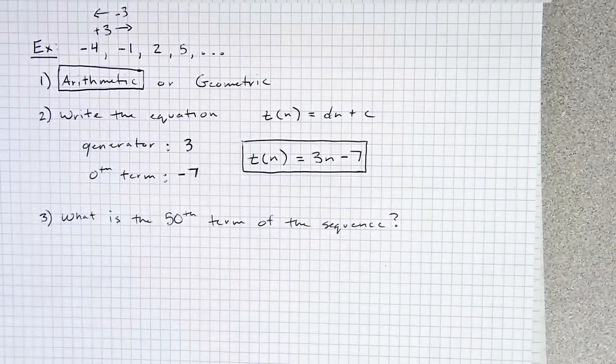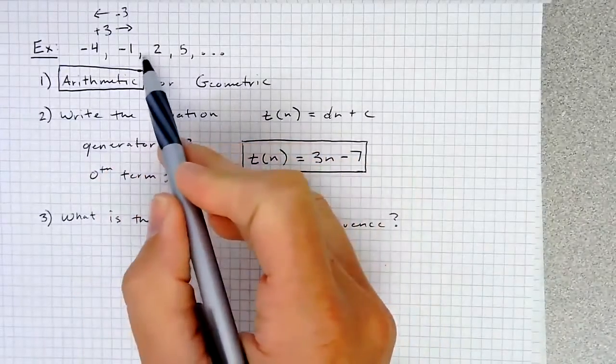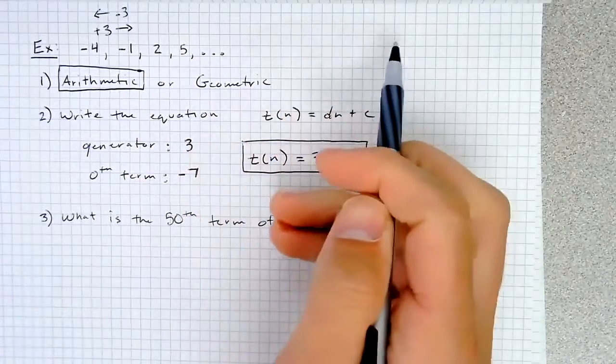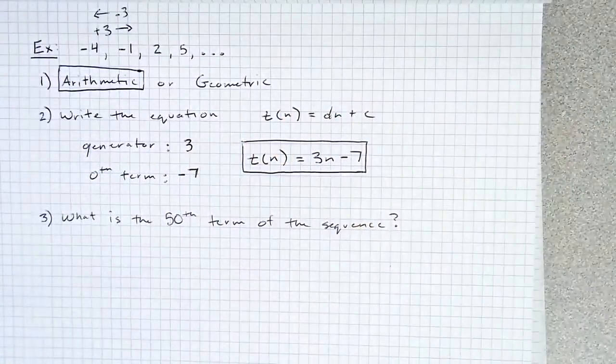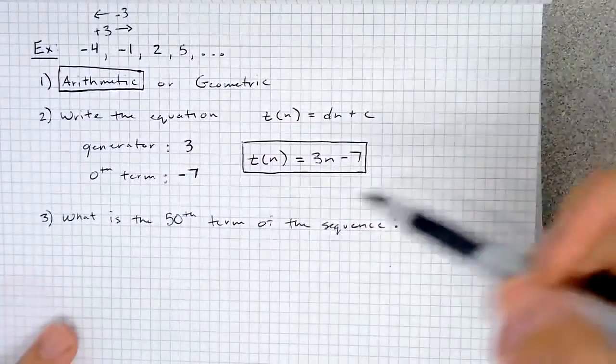Okay, so now maybe we might get asked a question like this. And this is where the equation comes in handy, because if we're asked to find the 50th term, or the 100th term, or the 1000th term, two ways we can do it. One way would be to keep writing out the sequence, right? -1, 2, 5, 8, 11, 14, 17, 20, 23, 26, and we can keep going. That would probably take a while, though.